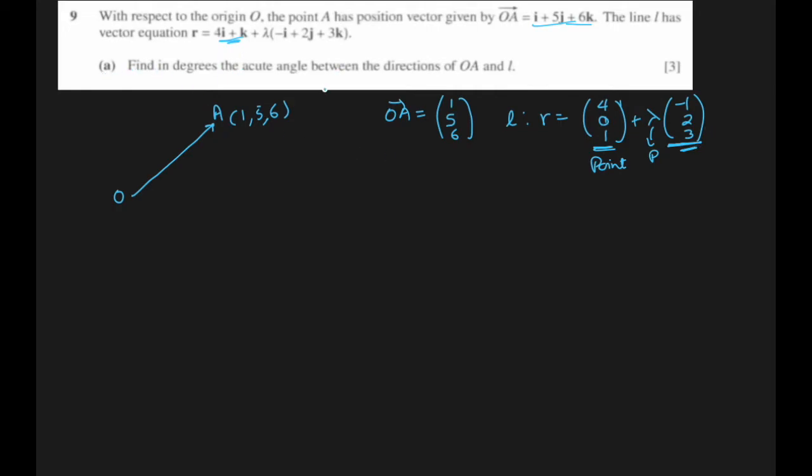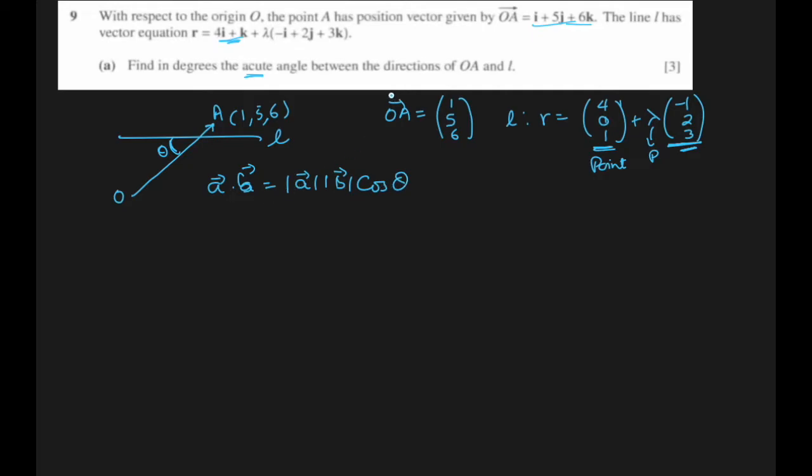Find in degrees the acute angle between the directions of OA and L. So suppose L is this way. This is L. Okay. So they're asking us to find this acute angle. Let's call it theta. So to find the angle between two vectors, we have this formula, the dot product formula. A dot B is equal to the magnitude of vector A multiplied by the magnitude of vector B cos theta.